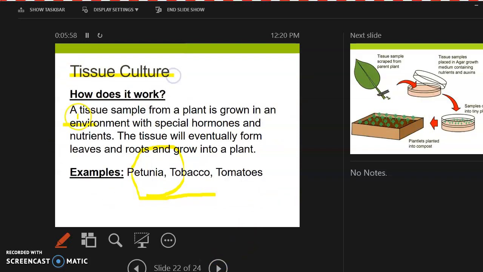So tissue culture. A tissue sample from a plant is grown in an environment with special hormones and nutrients. So it is in a controlled environment. The tissue will eventually grow leaves and roots and grow into a plant. So this is how they get petunias, tobacco plants, and tomatoes most of the time. This is easier. It's an easier way.